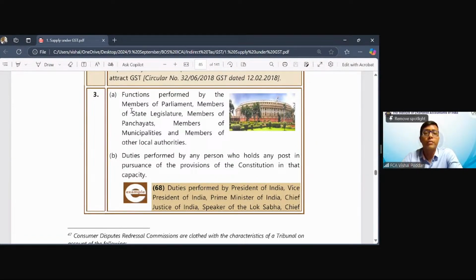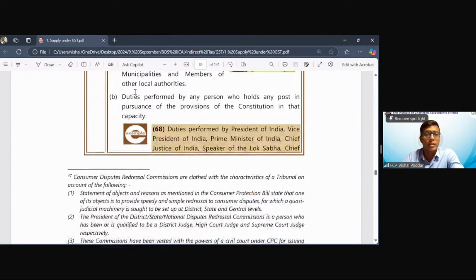Third comes the functions of these specialized persons. One, who are acting as members of parliament, members of state legislature, members of panchayat, etc. Second, activities which are performed by persons who are holding any post, and this post is created by the constitution, like the post of Comptroller General of India. Now what does the Comptroller General do? He does audit only, and for that the Comptroller General charges audit fees. But when I as a chartered accountant do audit, I do it in my professional capacity.